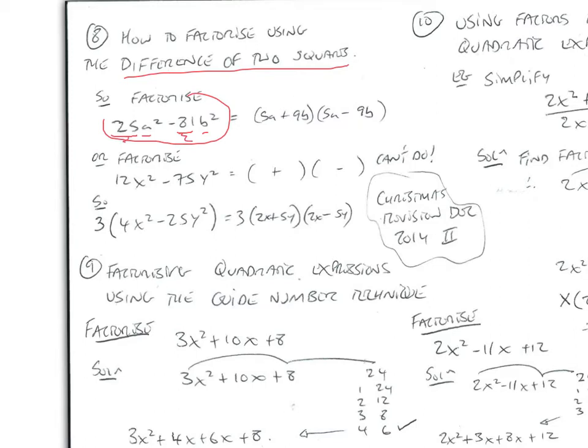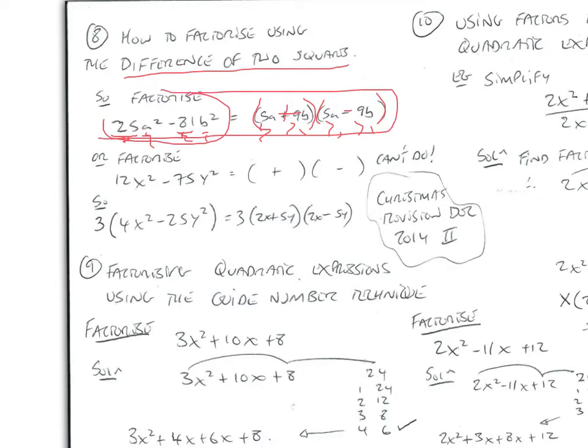Then you can go ahead and just write out your two brackets, your plus and your minus, and the square root of 25 is 5, you write 5 there and 5 there, the square root of a squared is a, so you write a and a, the square root of 81 is 9 and 9, and the square root of b squared is b and b, and that's the solution to that problem there.